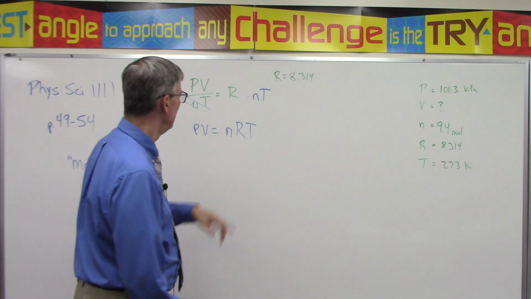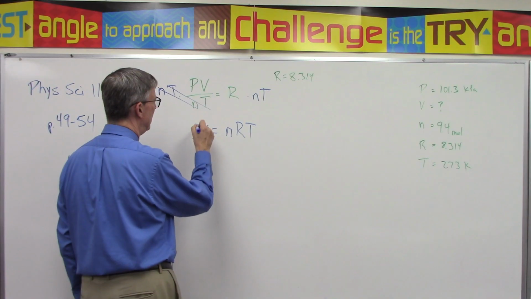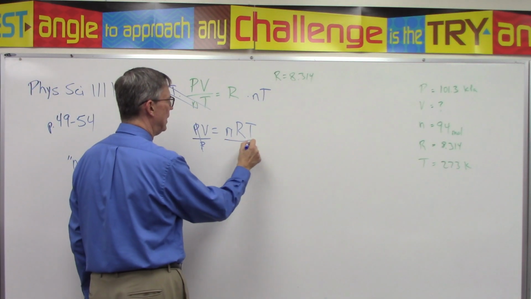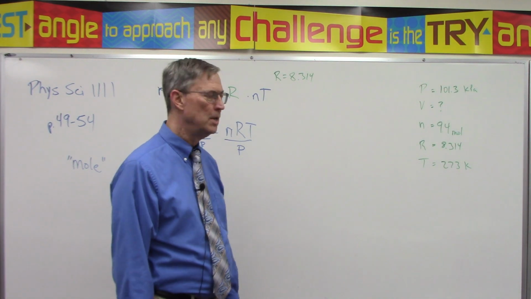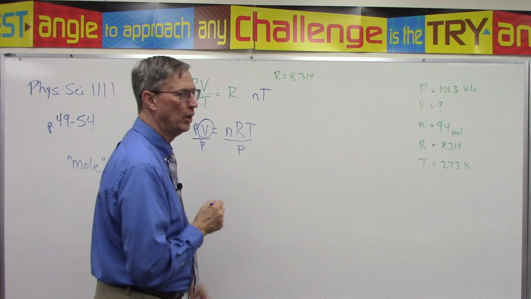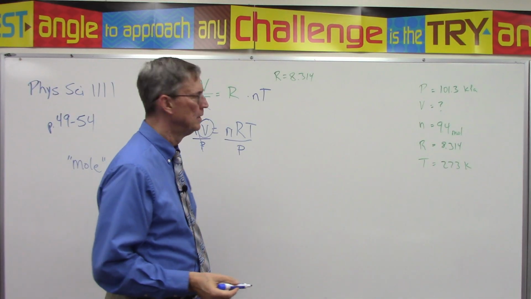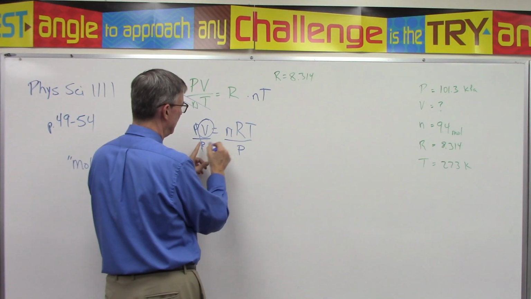But if I'm going to solve for V, then that means I need to divide by P. And I'm going to do the same thing on both sides of the equation. So now this is my new formula to solve for volume. Okay, does that make sense? So we take this formula, divide by P. Now I've got my formula.